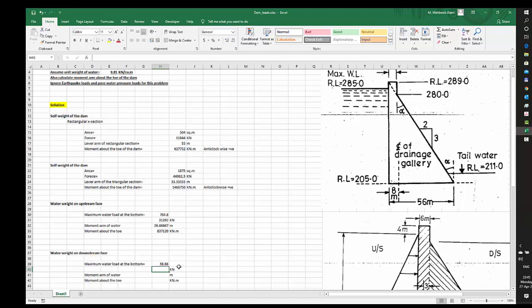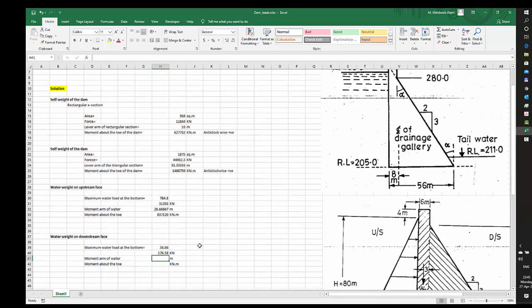Now if I'm calculating again, this would be in a triangular shape. I have to calculate the area of it. Again, 1 divided by 2 multiplied by this value multiplied by 6. 6 is the height of water on the downstream side, and I'll get 176.58 kilonewtons.